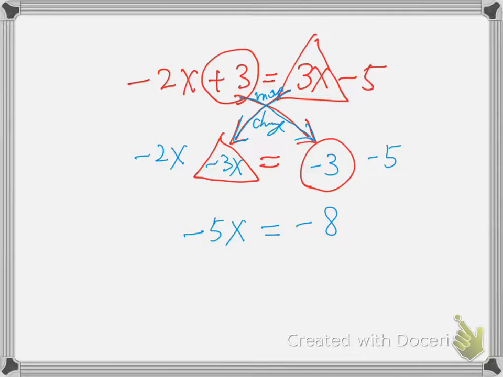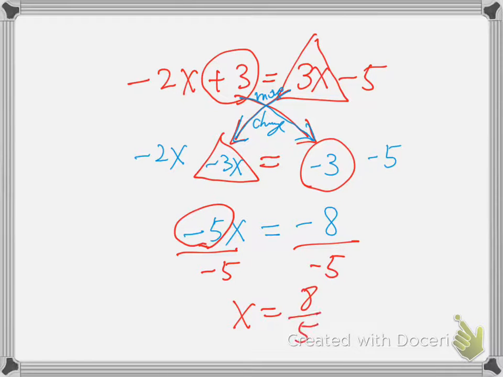And the second step is division. Divided by what? Divided by the multiplier of x. So this is the multiplier of x. It's not 5, it's negative 5. Divided by negative 5. So x is 8 over 5. So you don't have to change this 8 over 5 to a mixed number or to decimals.